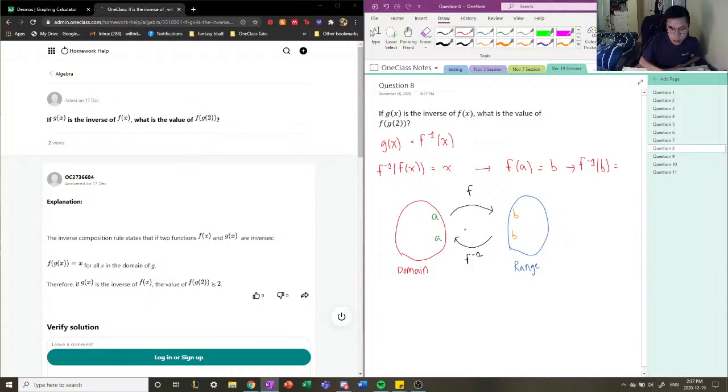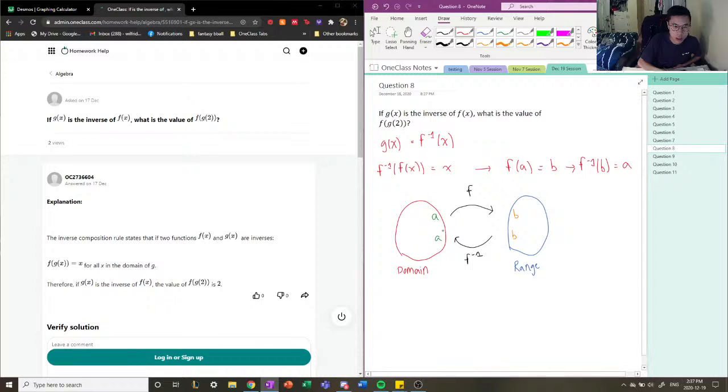But looking at our example here, if f of a equals b, then f inverse uses b and leads back to a. So this is why the compositional function f inverse of f of x is equal to x. We have a value x that leads to y, but then the inverse function is going to take that y and bring it back to x.